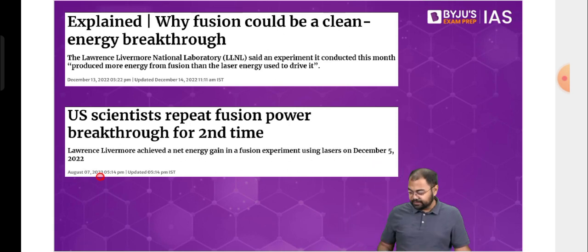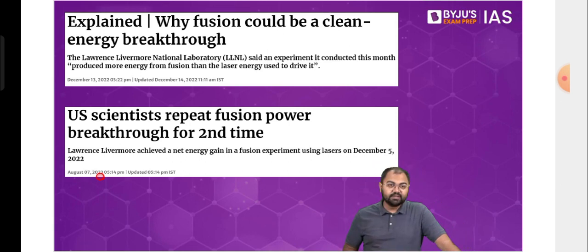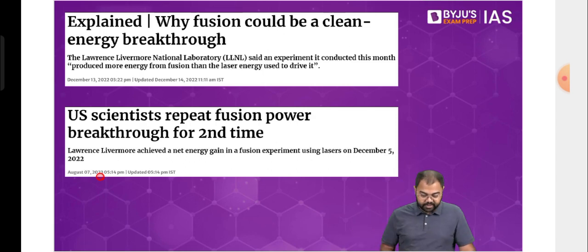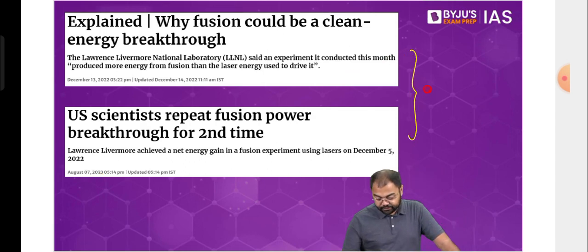So these two news articles, the news clippings that you see here, what we see is that this is something that has been achieved with the help of inertial confinement. So these two basically are related to inertial confinement. Now, what exactly this news is related to, let me just tell you about this.